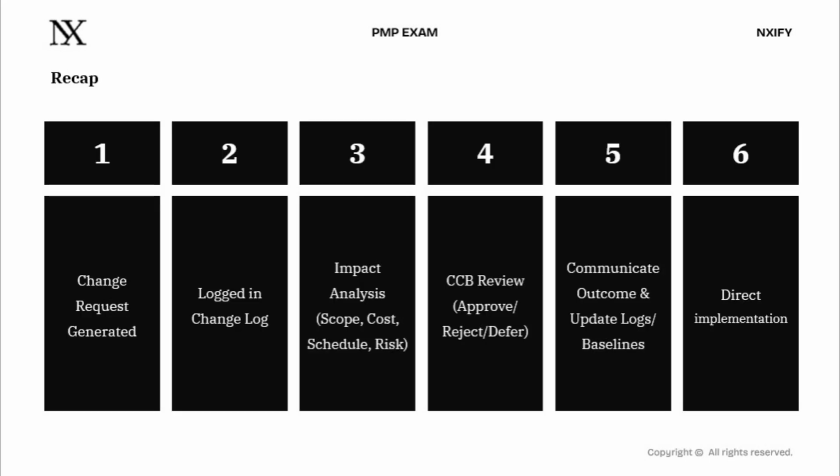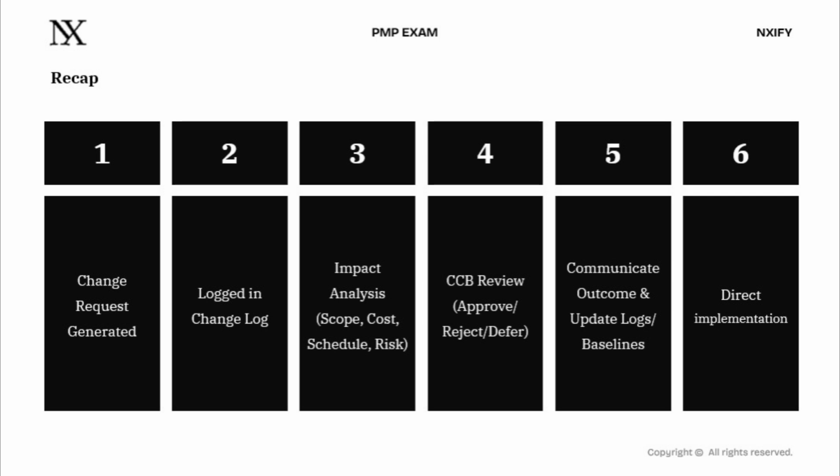This 6-step sequence is absolutely gold for your exam, and you need to own every single step in order. Follow along on your screen. Step 1. Change request generated. A change is identified. Someone on the project, a stakeholder, a team member, an external party, formally requests a change. The moment it exists, it enters the system.